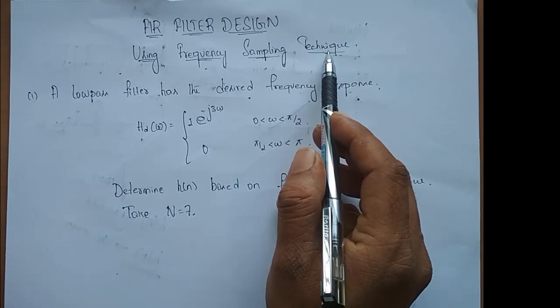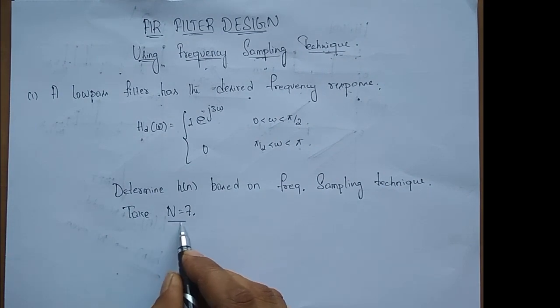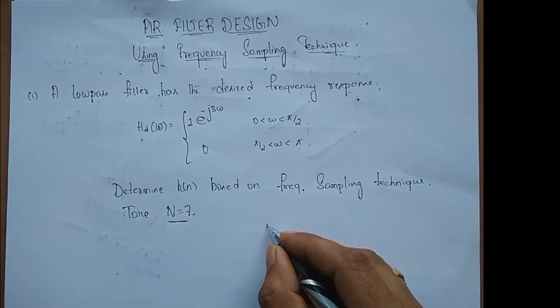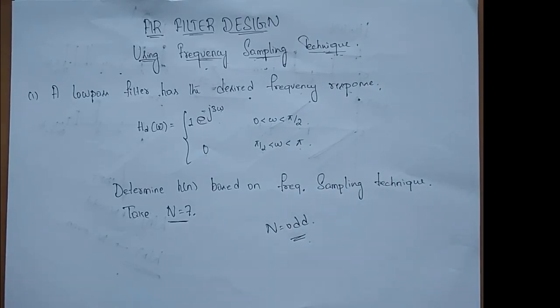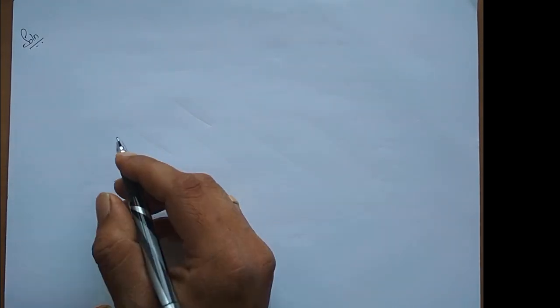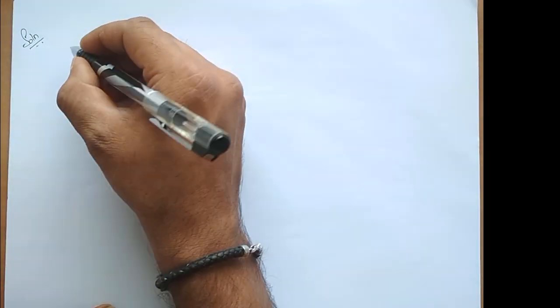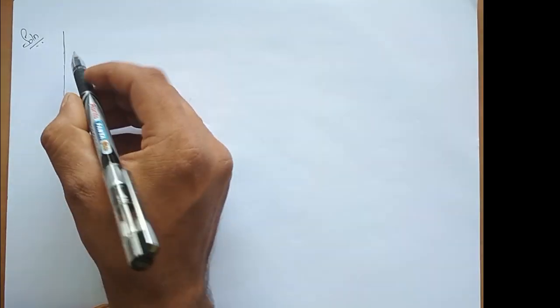Since it's a frequency sampling technique, we have been told to take the number of samples as 7. So there should be totally 7 samples, and N is odd here. Fine. So we shall try to design this filter. Solution. Before we take up the design, we shall plot the magnitude and phase response.